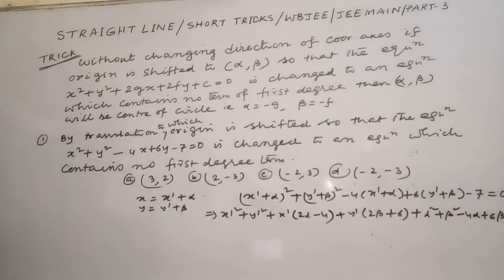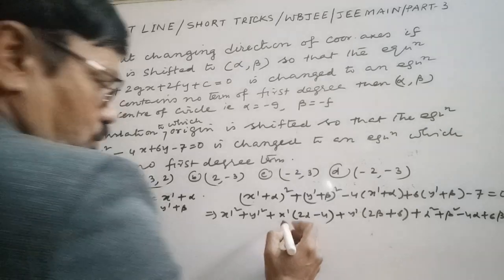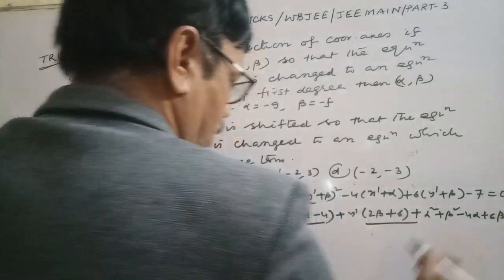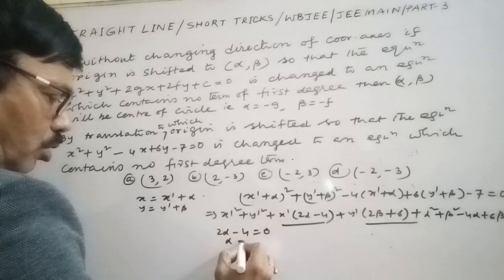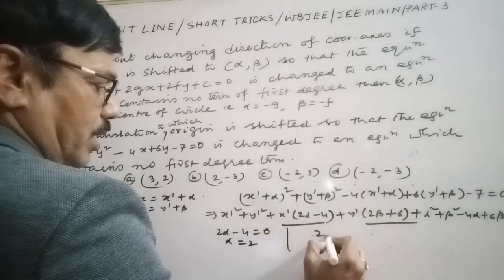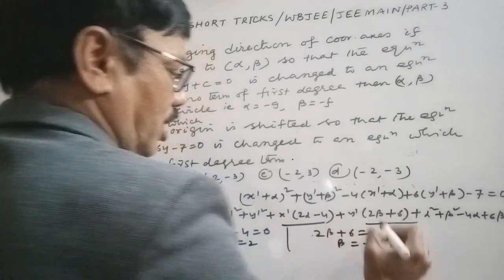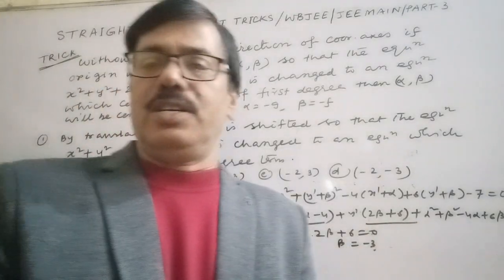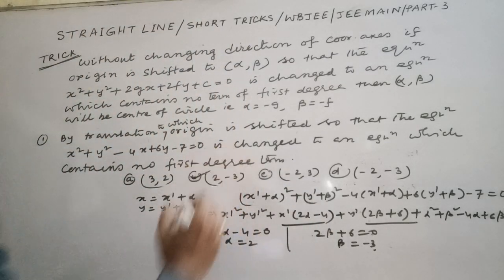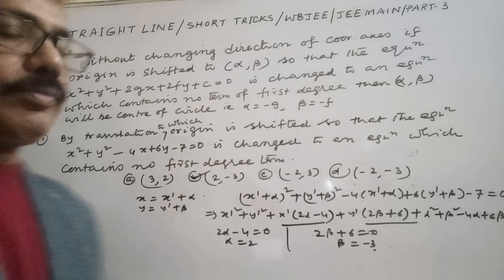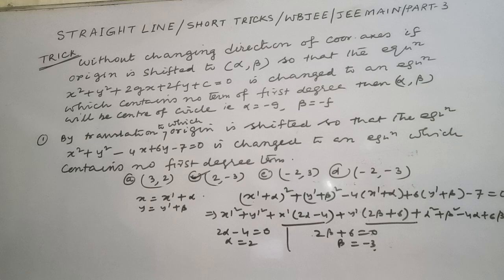Now, it is given that the transformed equation has no first degree term. So, this is first degree and this is first degree. So, 2 alpha minus 4 equals 0. So, alpha equals 2. 2 beta plus 6 equals 0. So, beta equals minus 3. So, where is the origin to be shifted? Origin to be shifted at 2 comma minus 3. 2 comma minus 3. So, this is the general process.